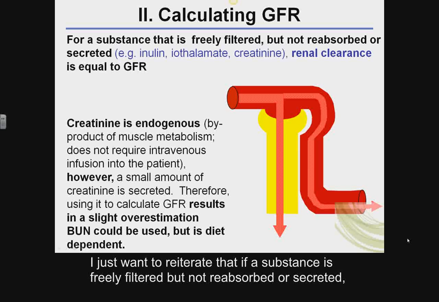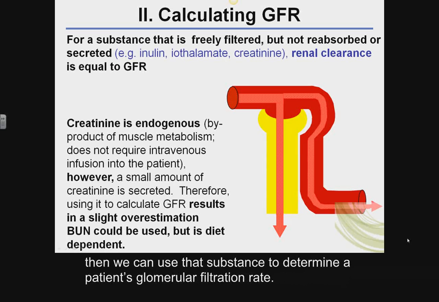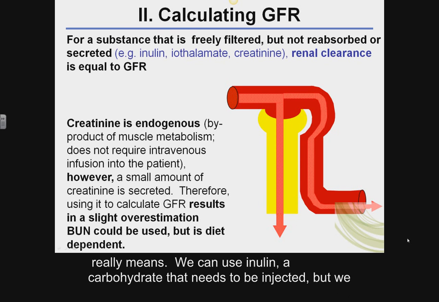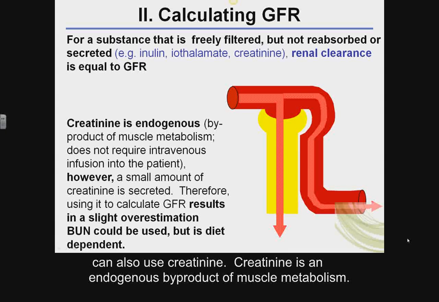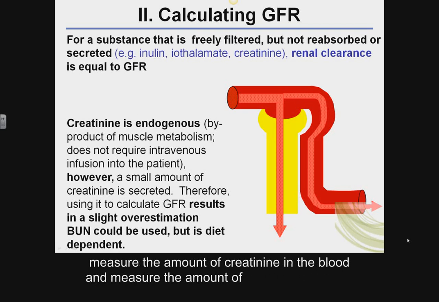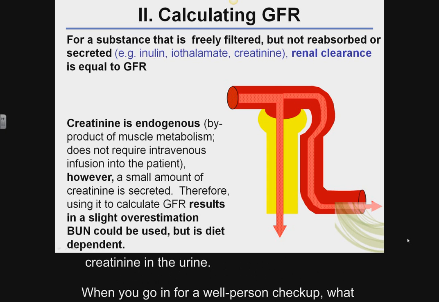I want to reiterate that if a substance is freely filtered, but not reabsorbed nor secreted, then we can use that substance to determine a patient's glomerular filtration rate. This really tells us how well the kidneys are filtering the blood. That is what this really means. We can use inulin, a carbohydrate that needs to be injected, but we can also use creatinine. Creatinine is an endogenous byproduct of muscle metabolism. It does not require that the patient come in and get infused with inulin. We simply can measure the amount of creatinine in the blood and measure the amount of creatinine in the urine.